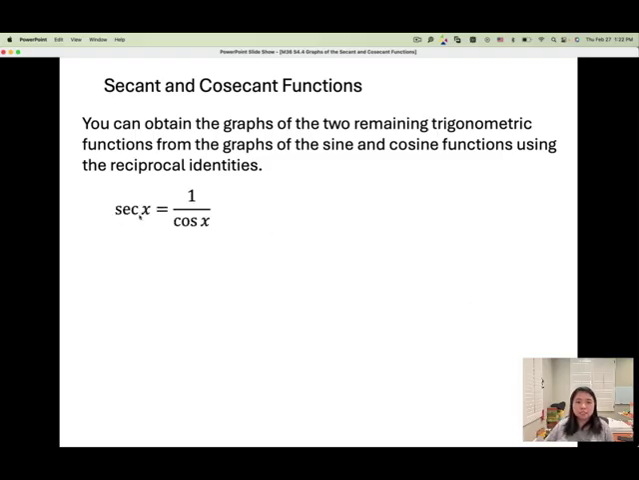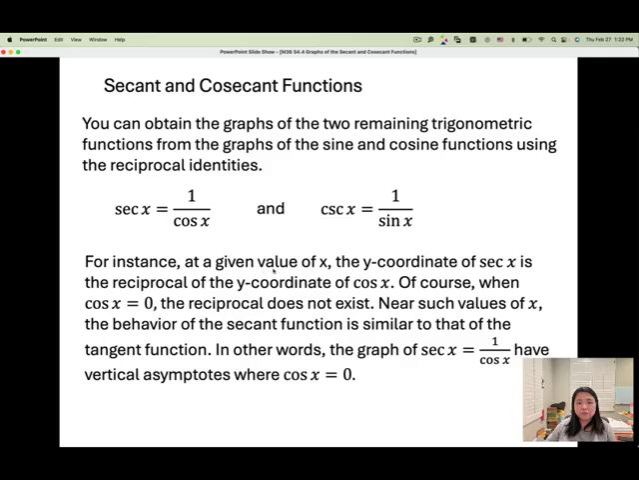Remember that secant x will be equal to 1 over cosine x, and cosecant x will be equal to 1 over sine x. You know how to graph the cosine and sine, right? We could use this identity to graph the secant and the cosecant.